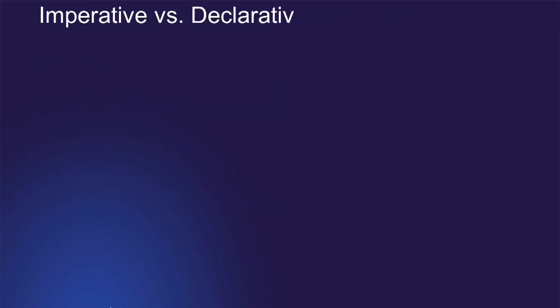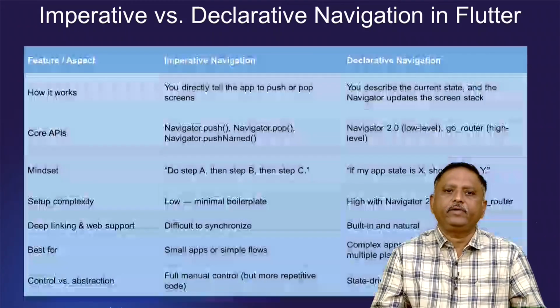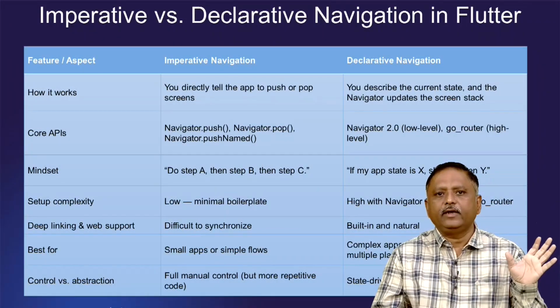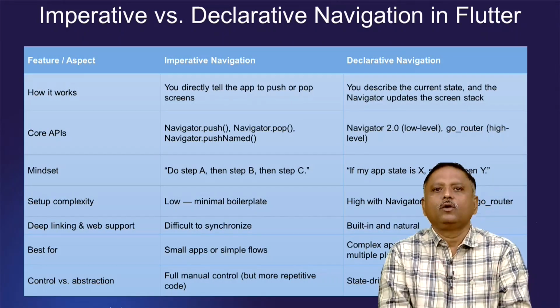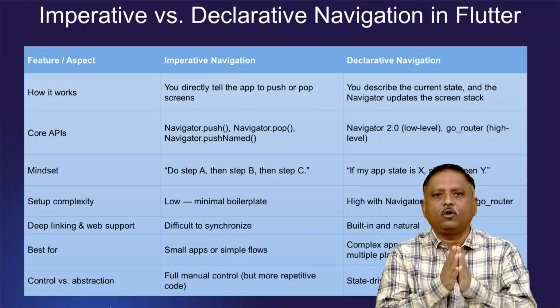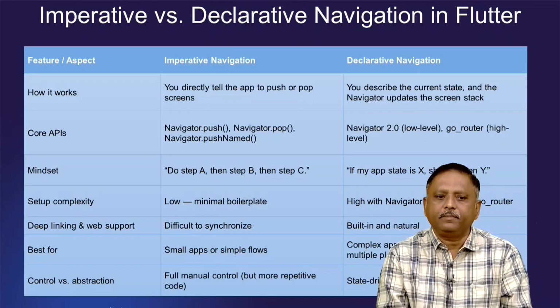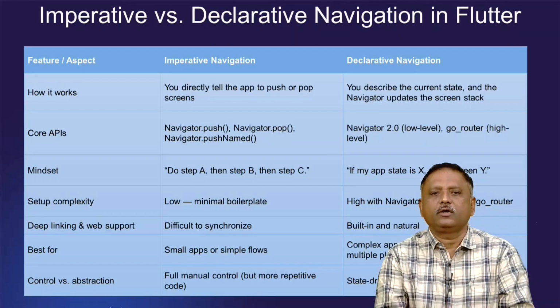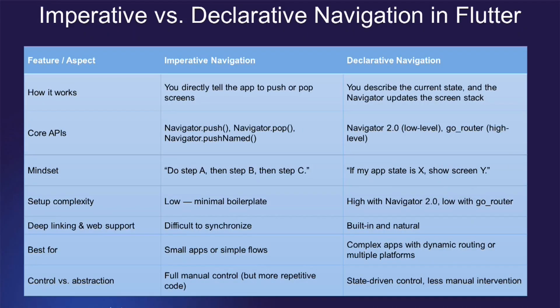Now let us compare imperative and declarative navigation in Flutter. On screen you can see the differences like how it works, core API, mindset, setup complexity, deep linking and web support, whether it is best for small apps or simple flow or complex apps with dynamic routing or multiple platforms. And there is control versus abstraction. In the case of imperative navigation, we have full manual control but more repetitive code, and in the case of declarative navigation, it is state driven control and there is less manual intervention.